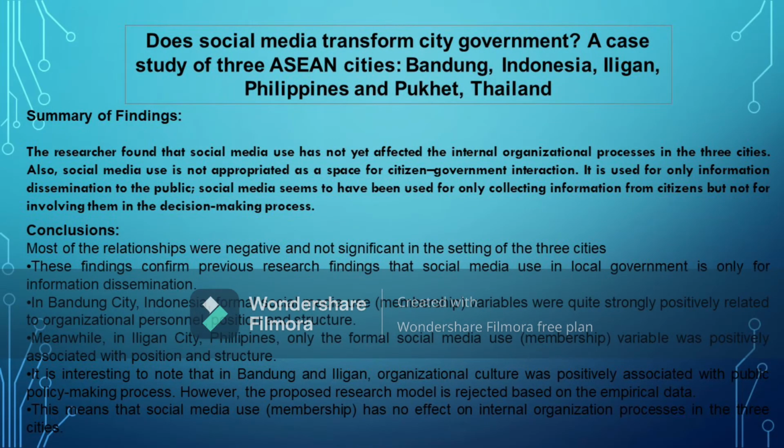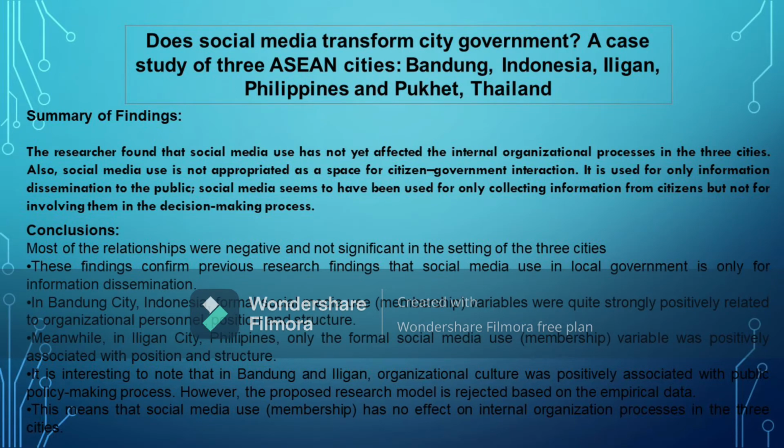Research title: Does Social Media Transform City Government? A case study of 3 ASEAN cities: Bandung, Indonesia; Iligan, Philippines; and Phuket, Thailand. Summary of findings. The researcher found that social media use has not yet affected the internal organizational processes in the 3 cities. Also, social media use is not appropriated as a space for citizen-government interaction. It is used only for information dissemination to the public.